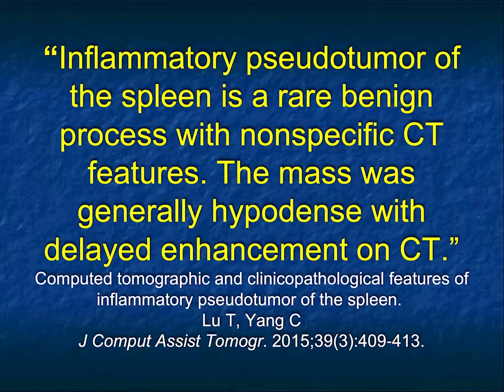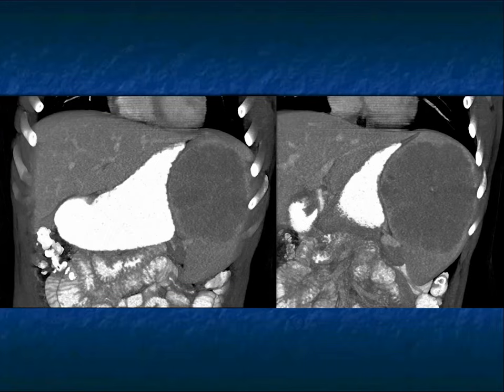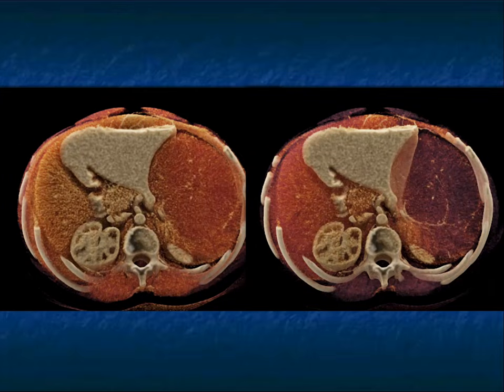Typically a hypodense mass, occasionally with some delayed enhancement. Here's an example. Look at it pushing the stomach. You know, lymphoma to me is a very good thought here. Lymphoproliferative disease, something infiltrating the spleen, is really my favorite diagnosis. Here it is again on the coronal 3D views. Big time mass effect, pushing on the stomach, but inflammatory pseudotumor, again, here it is with the cinematic.